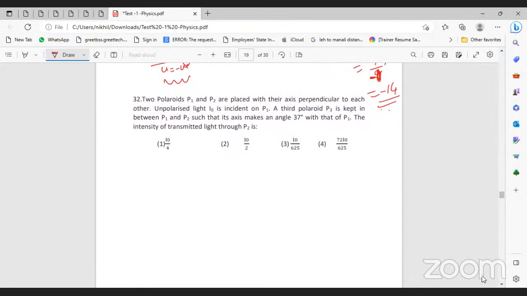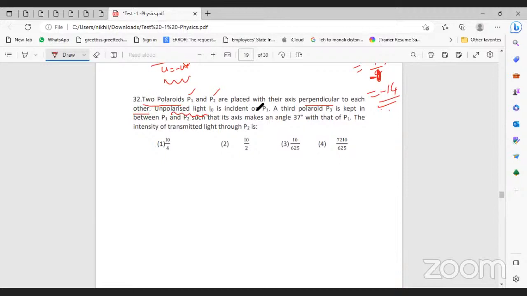Come to this particular point, students. How many polaroids are there? Two polaroids are there. One polaroid is P1, the second polaroid is P2. They are perpendicular to each other. The two polaroids are perpendicular to each other.